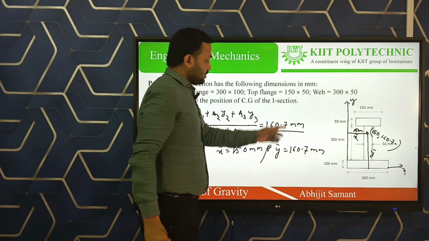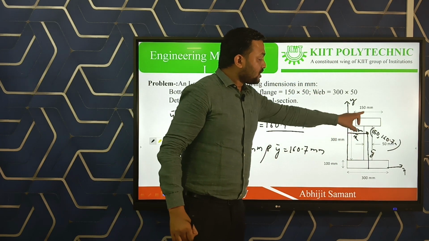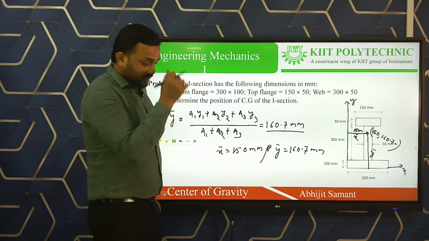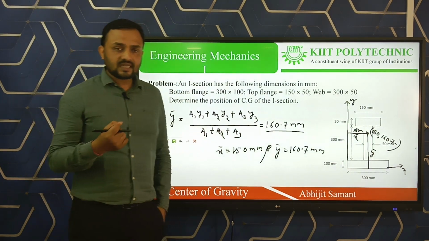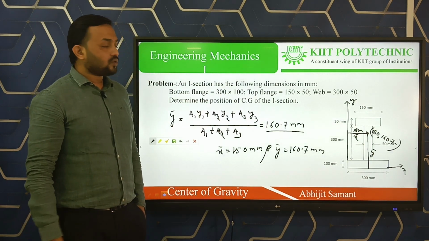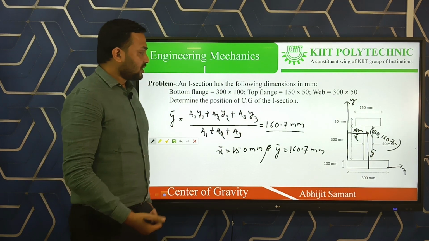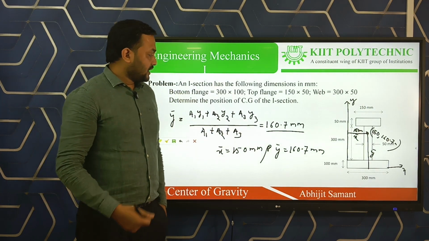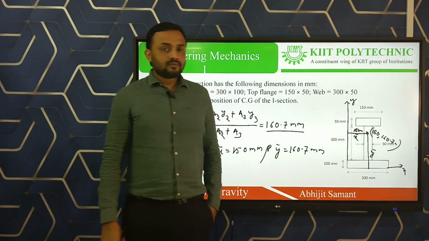So this is the center of gravity for the total I section. Likewise, we can also find the center of gravity for the T section, the C section, and the L section. In the next video we are going to find the center of gravity of the T section or the L section. Thank you everyone for watching.